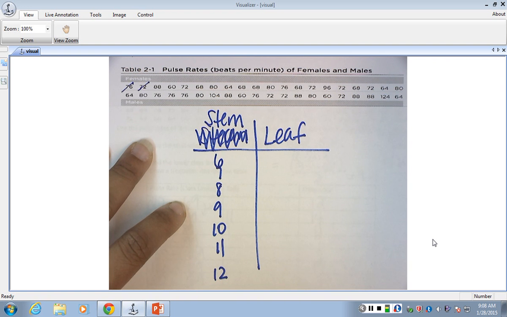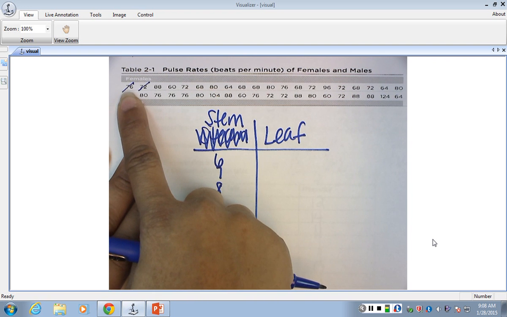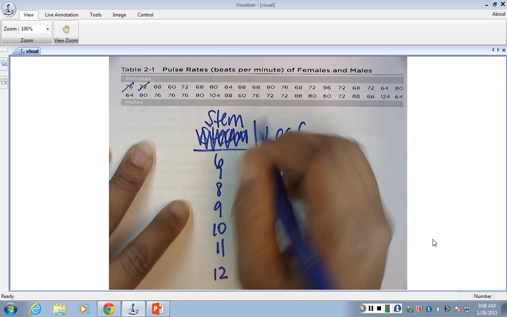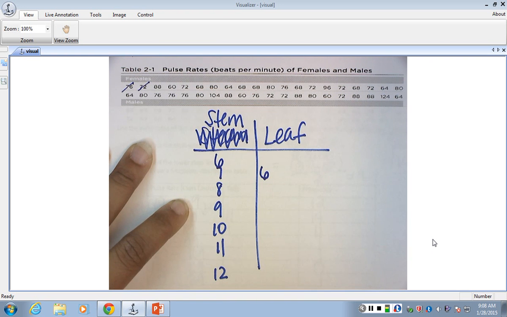So then what you do is look at your numbers. The first number was a 76, right? So 76 starts with a 7. I'm going to go to my row 7 and then put that last digit, the 6, in the leaf part.